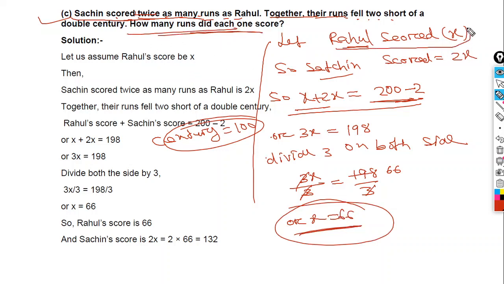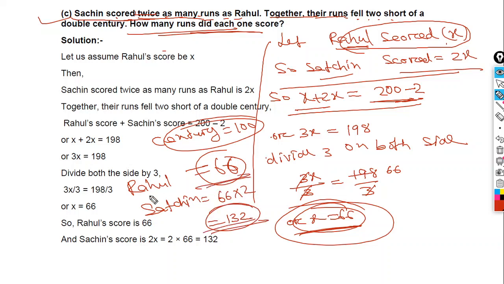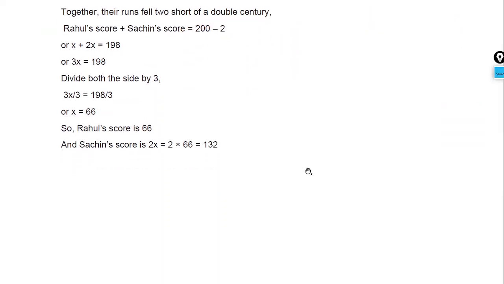Let Rahul have scored x. That means x equals 66, so Rahul scored 66. Sachin's score was 2x, so Sachin scored 66 into 2, equal to what? 132. So these are the runs scored by Rahul and Sachin. Our problem is solved now. We'll move to the next part.